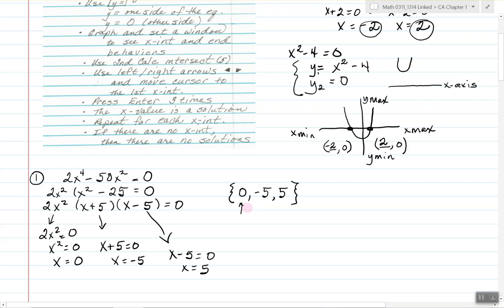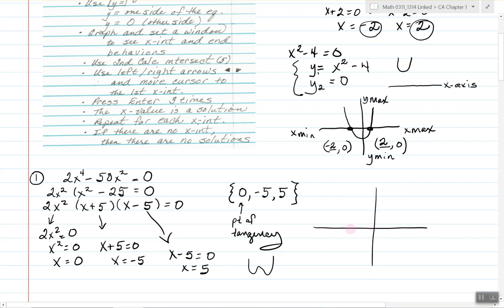This will be an x-intercept, but it will be a point of tangency. And what that means, whoops, there's no T there. What that means is the shape of a 4th degree polynomial function is like a W.